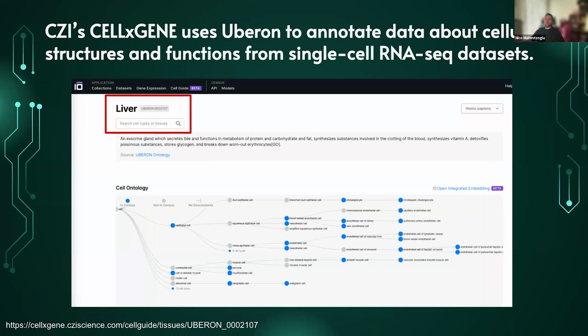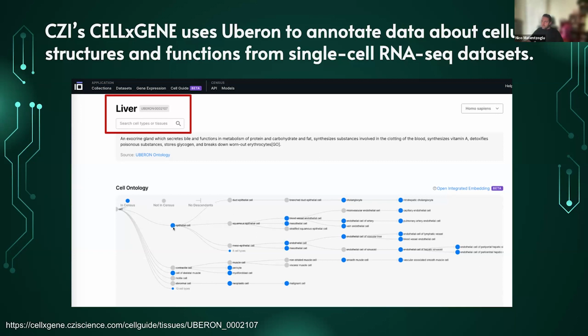Primarily it's using CL, of course, but it's also using Uberon, and so you can see up here for grouping the results by tissues and organs. And one thing that I want to point out here is that, and we don't see this often enough. Like we see this in OLS, but we don't really see this very often in many of the tools that our ontologies are leveraged in.